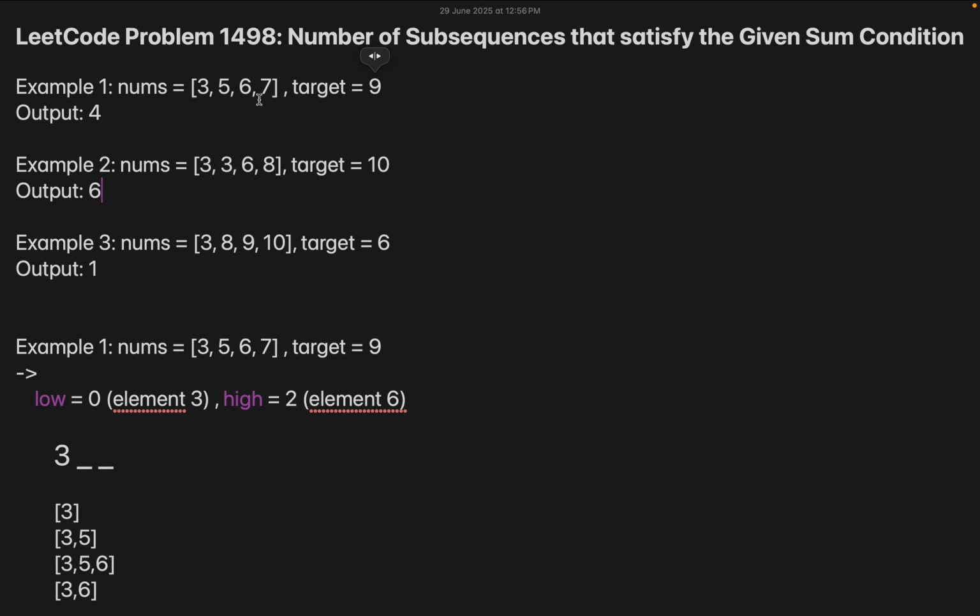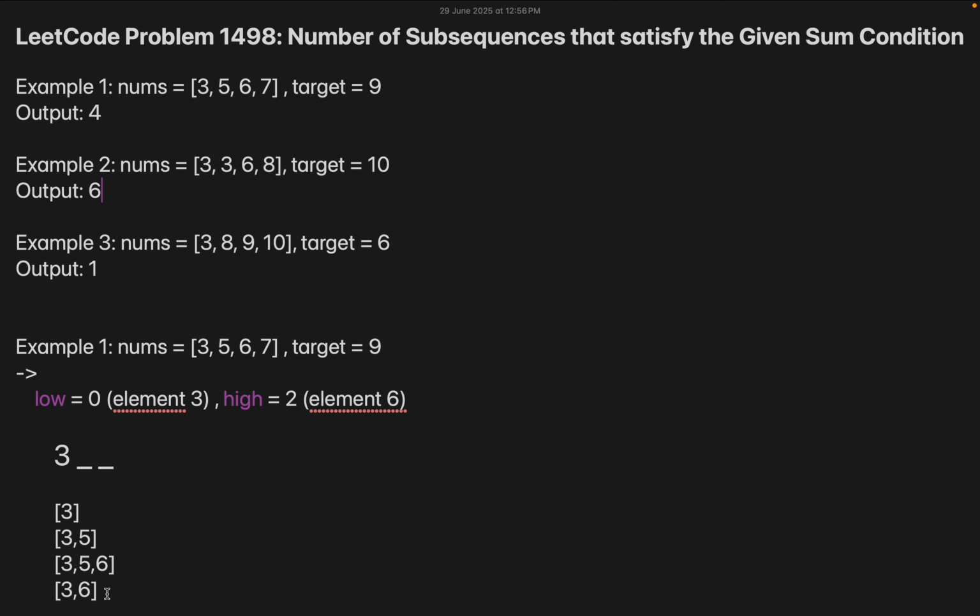So we'll reduce high to 2. So now low is 0 and high is 2. Now we can see in this example I have elaborated over here, that the low element is 3 and the high element is pointing towards 6. Now given 3 elements, how many subsequences can we form which satisfy the given condition? In this case it's 4: 3, 3 5, 3 5 6 and 3 6.